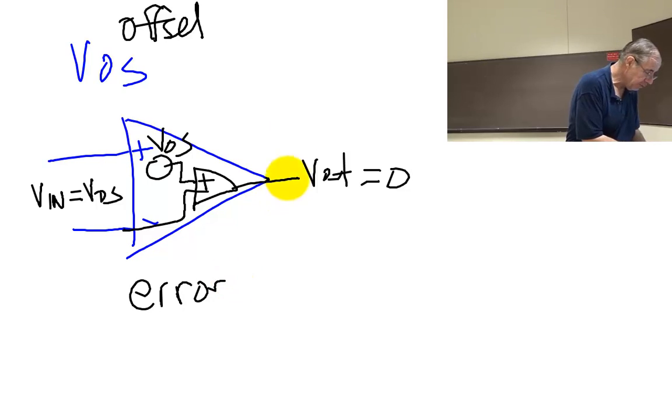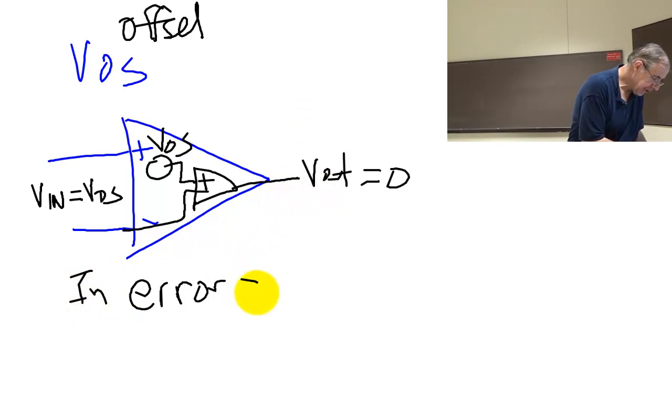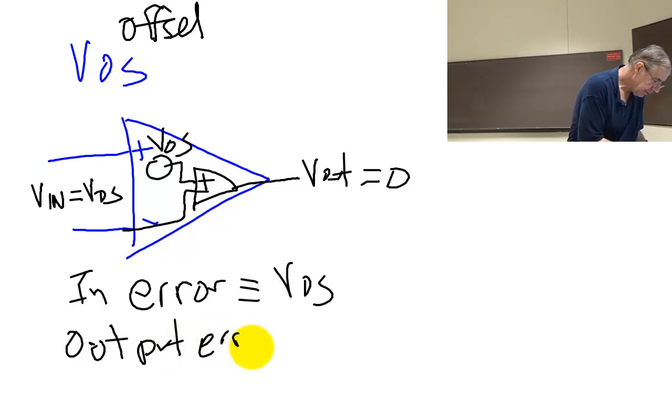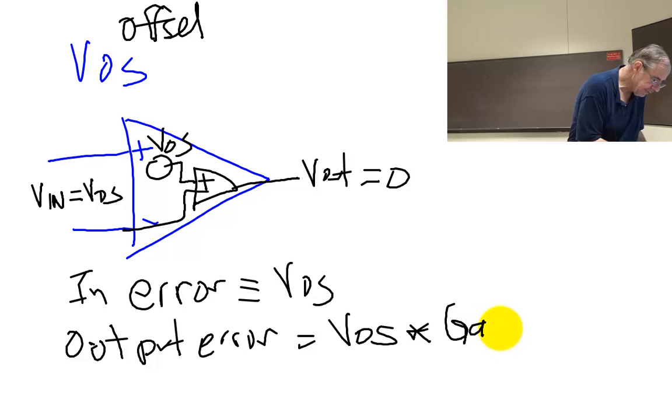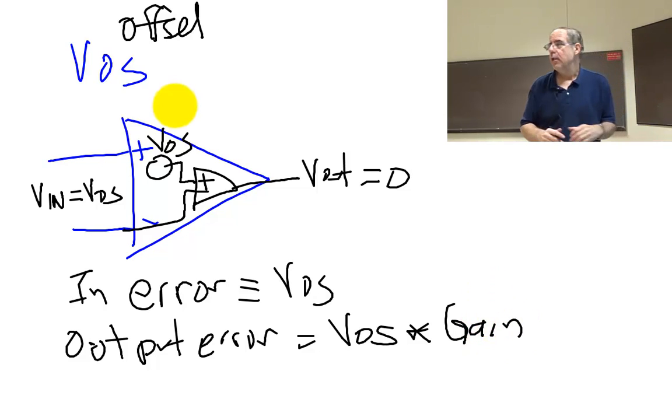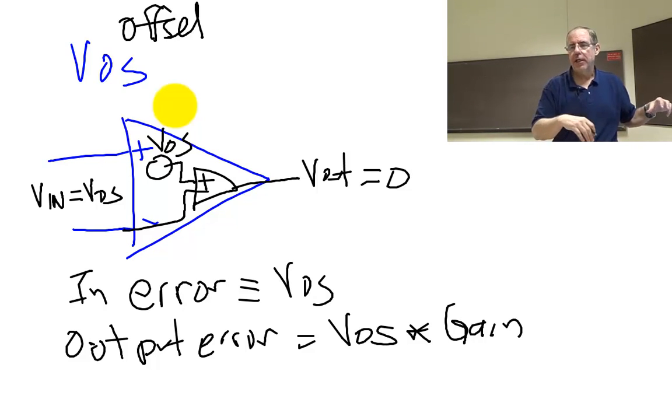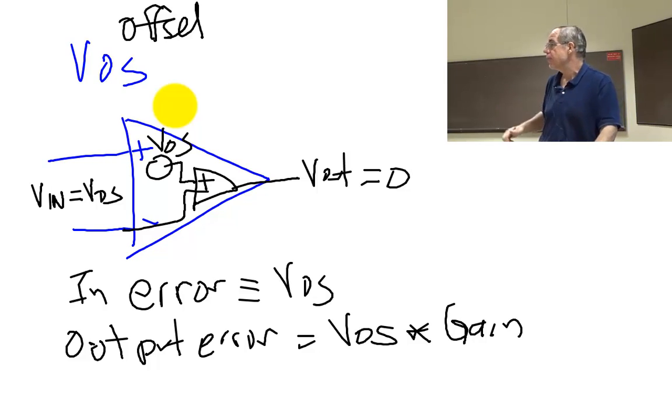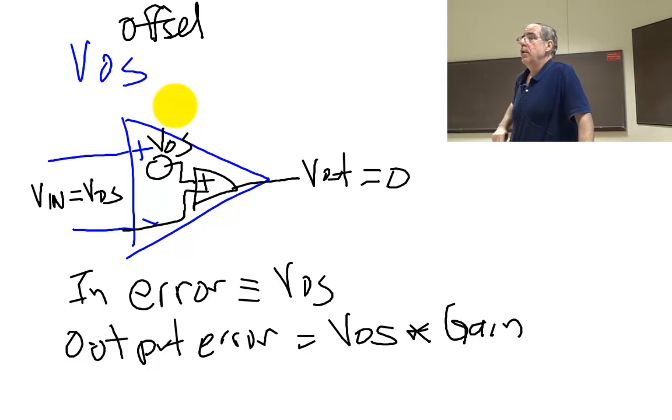The input error is exactly equal to the offset voltage, but the output error is going to be equal to the offset voltage times the gain of this circuit. So this will matter if I have a large gain and a large offset voltage. And we saw how to remove offset voltage last time.